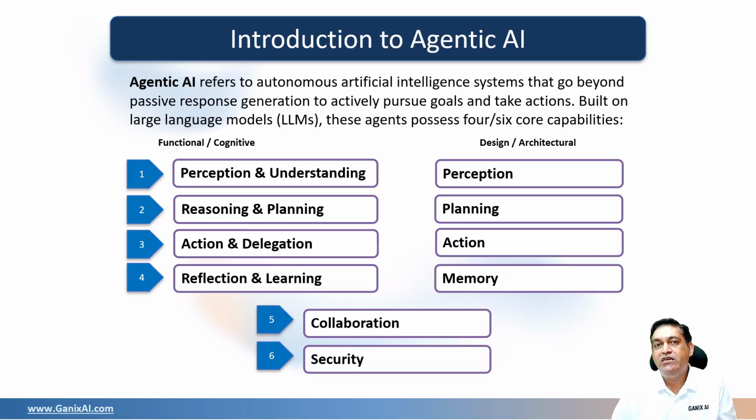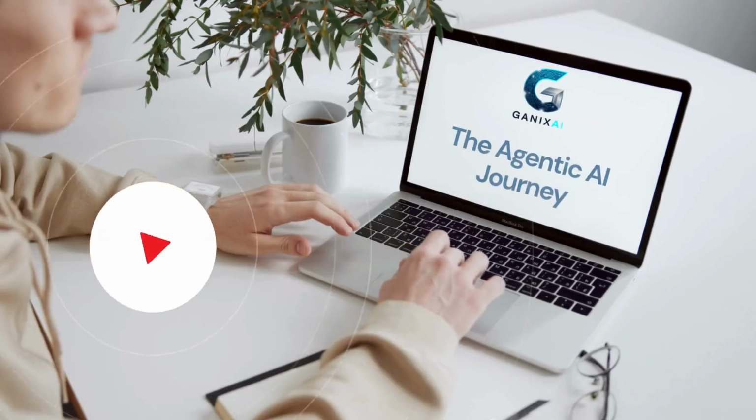Collaboration and security is an important component because agentic AI is a multi-model or multi-agent architecture, so how these agents interact with each other is a kind of collaboration, and how you can set up security so that there is no data leak is also maintained under security. Let's go through each of them one by one.